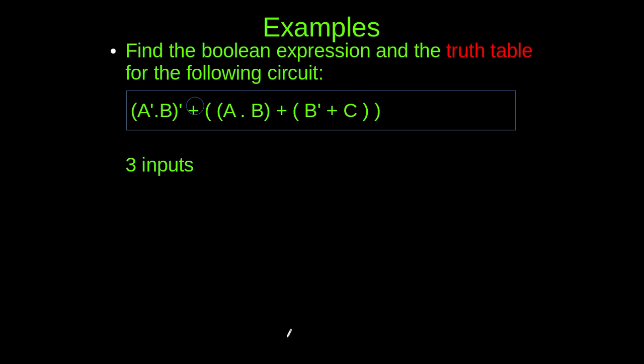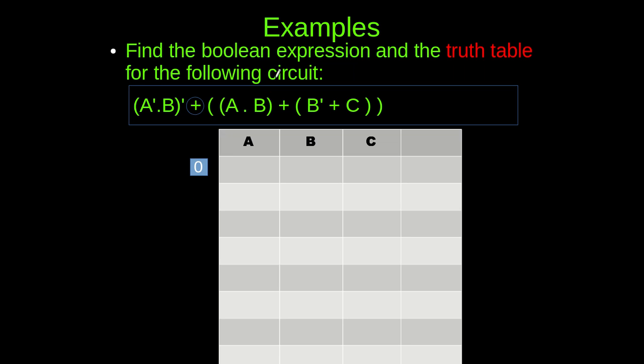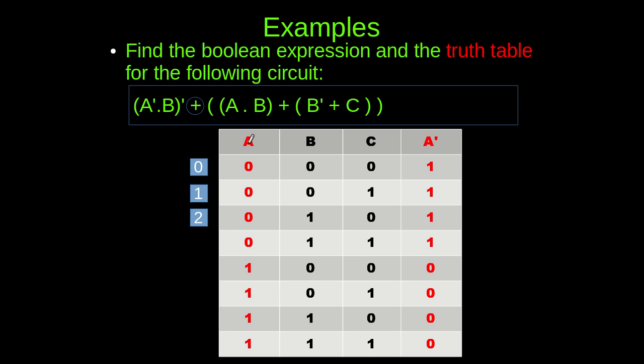Now I can get the truth table, and here we have how many inputs? A, B, and C. So I have 2 to the power 3, 8 possible different inputs from 0 to 7. 0, 0, 0, and the last one, 1, 1, 1, representing 7 in binary. And we can build the truth table.